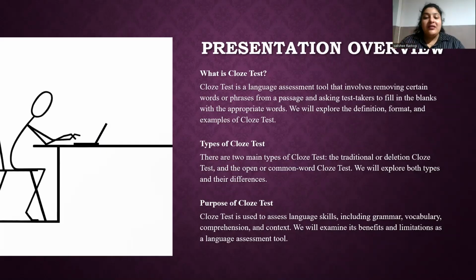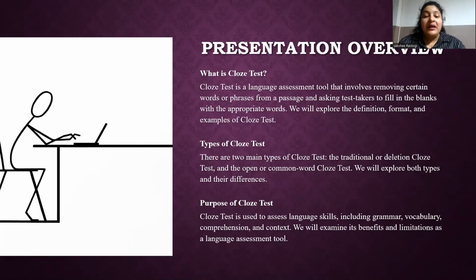The words or phrases removed are usually content words, such as nouns, verbs, adjectives, etc.; function words, such as prepositions, conjunctions, etc.; or phrases or idiomatic expressions. The test taker's responses are then evaluated for accuracy and appropriateness.